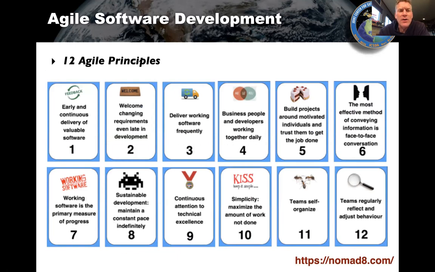So the core 12 agile principles that underlie the various agile approaches that they have in common. Again, early and continuous delivery of valuable software. Number 7 down there, working software is the primary measure of progress. So that's an important key. We want to deliver working software, self-organization of teams, and number 12 is an important one. Teams regularly reflect and adjust their behavior accordingly. So being able to adjust to changing circumstances and changing requirements.